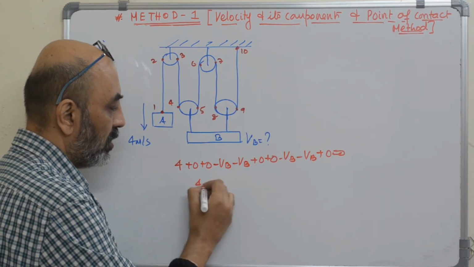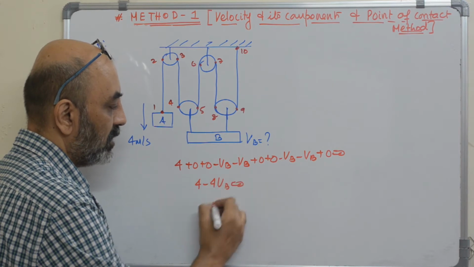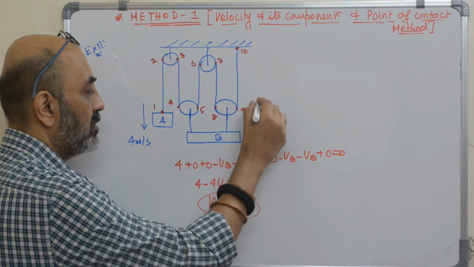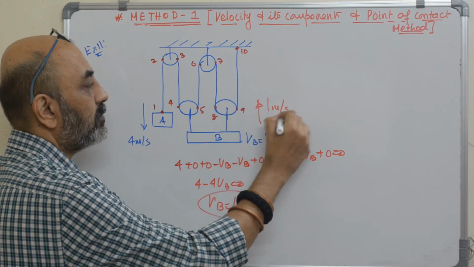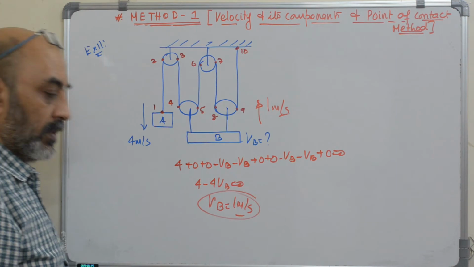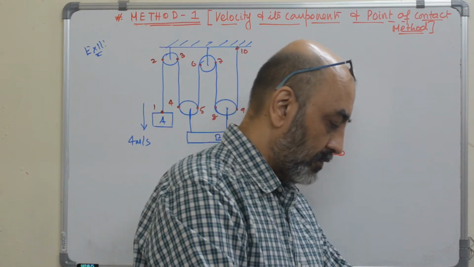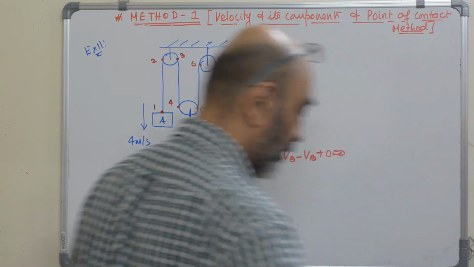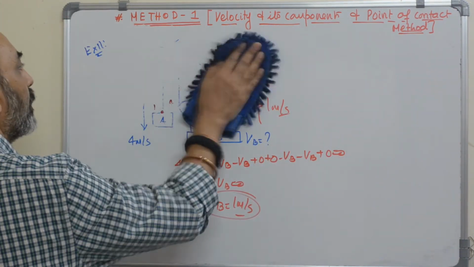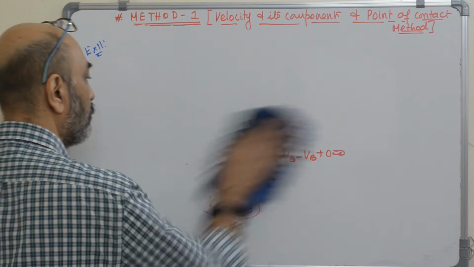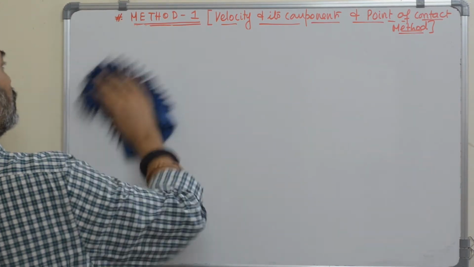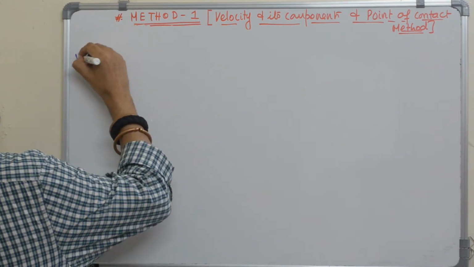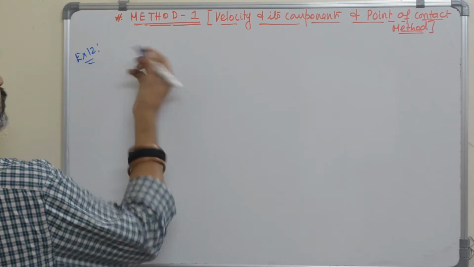So we have 4 minus 4VB equal to 0. VB is equal to 1 meter per second. So basically B goes up with a speed of 1 meter per second. That was example number 11. Now example number 12.